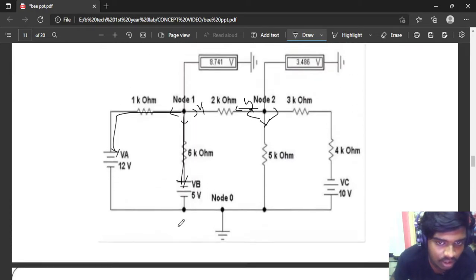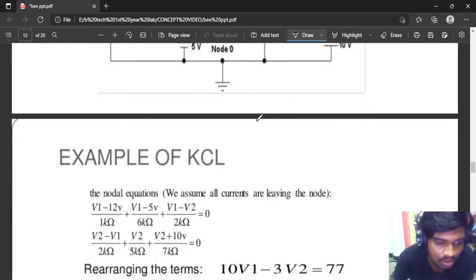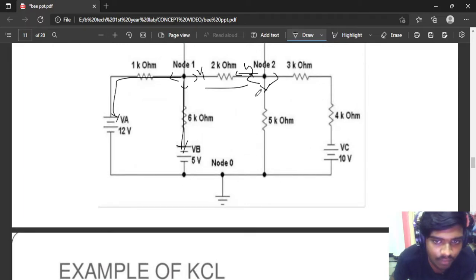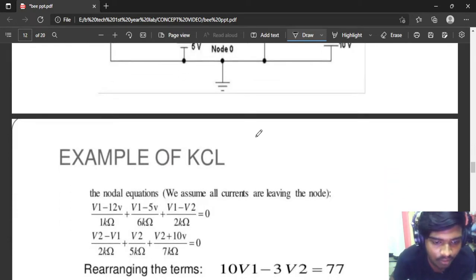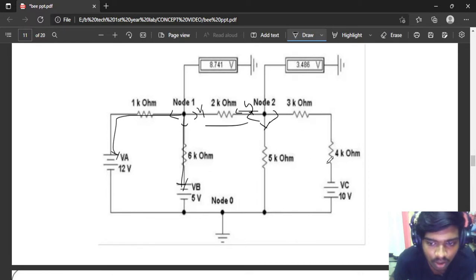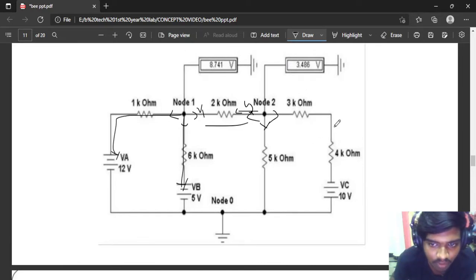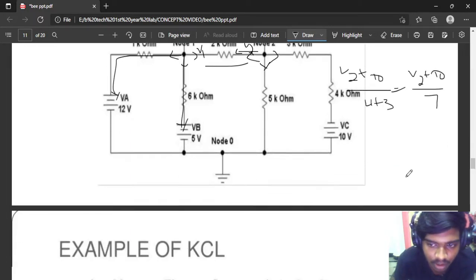That is one equation. At the second node, the same as the first one: (V2 - V1)/2, and V2/5, because there is no voltage source in this direction. Then (V2 - 5), and (V2 + 10)/4 plus 3, that is (V2 + 10)/7.